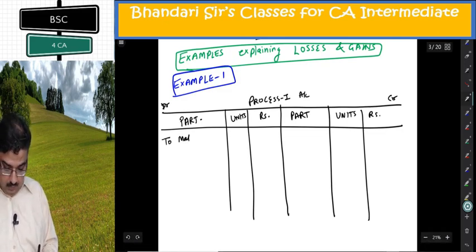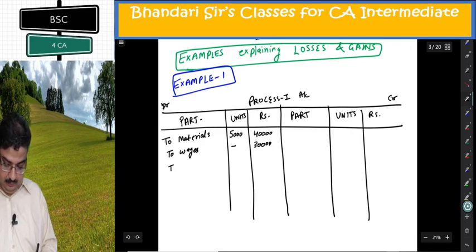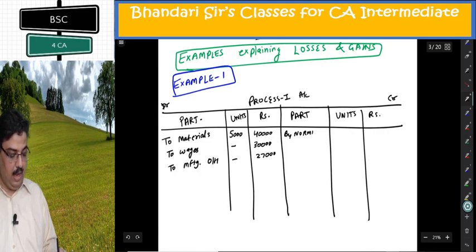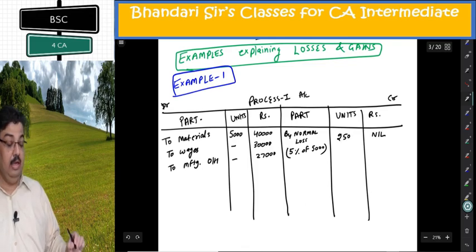To materials, 5,000 units, 40,000 cost. Wages, no units, 30,000. Manufacturing overhead, 27,000. By normal loss, 5% of input 5,000, 250 units having nil scrap value.